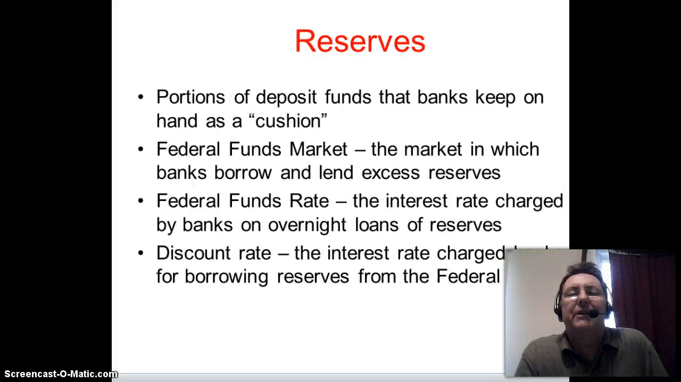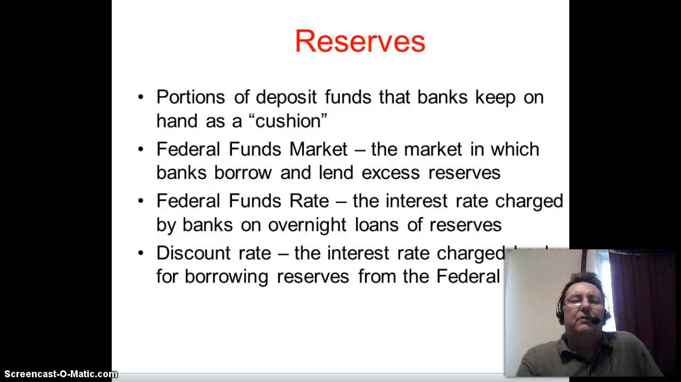Reserves, as we've been mentioning, are a portion of deposit funds that banks must keep on hand as a cushion in the event depositors come knocking at the door to withdraw some of their money. A couple of the key interest rates the Federal Reserve utilizes include the federal funds rate. That is the interest rate that a geographically located district bank would charge to another district bank for a loan.